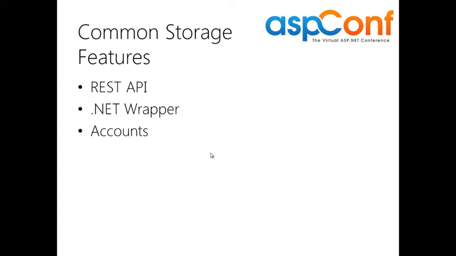Tables, blobs, and queues have some features in common. For one thing, they all expose a REST API, and it's this REST API which means that you can use HTTP URI endpoints to manage the CRUD operations, the create, read, update, and delete operations, to add items to these storage features, remove items from them, update items, delete items, and so on. That's all done through HTTP.